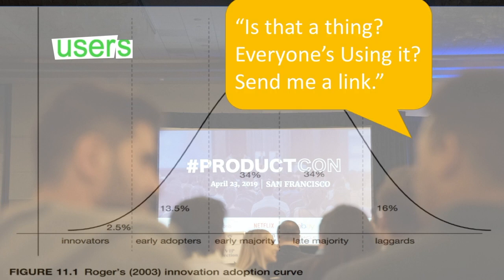Is that a thing? Everyone's using it? Send me a link. Which one is that? In 3, 2, 1. Early majority. Everyone's using it. Is that a thing? They didn't know what it was before, but they're willing to use it. There we go.